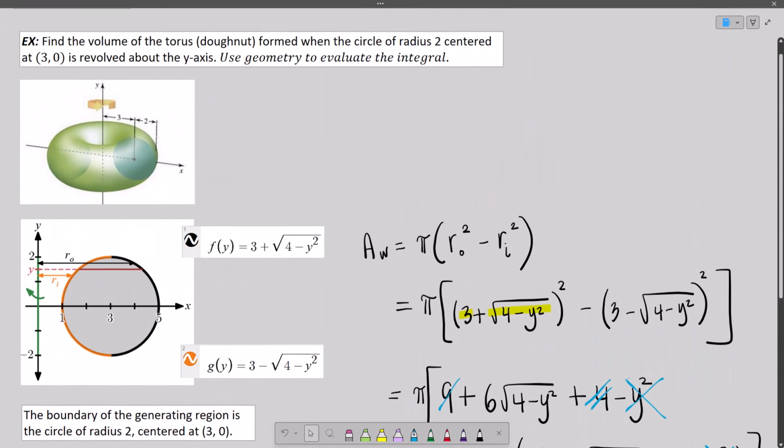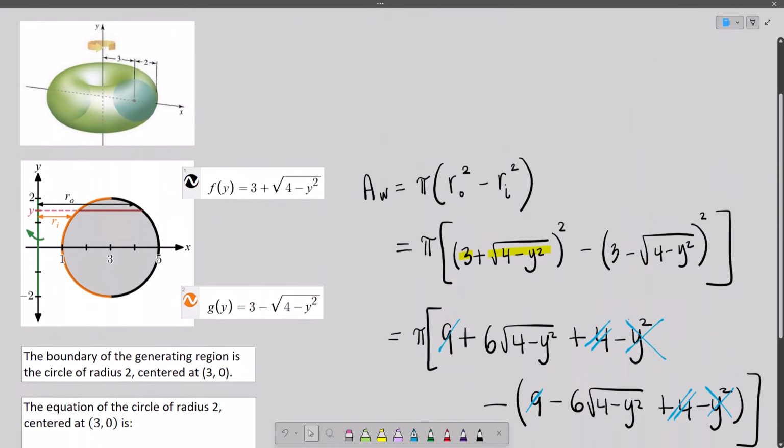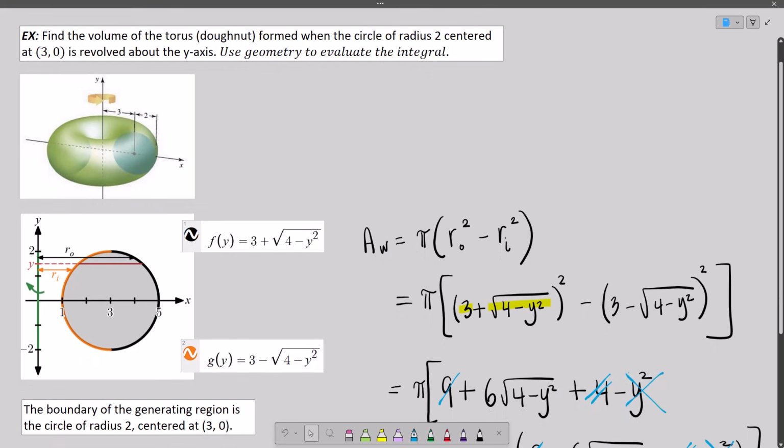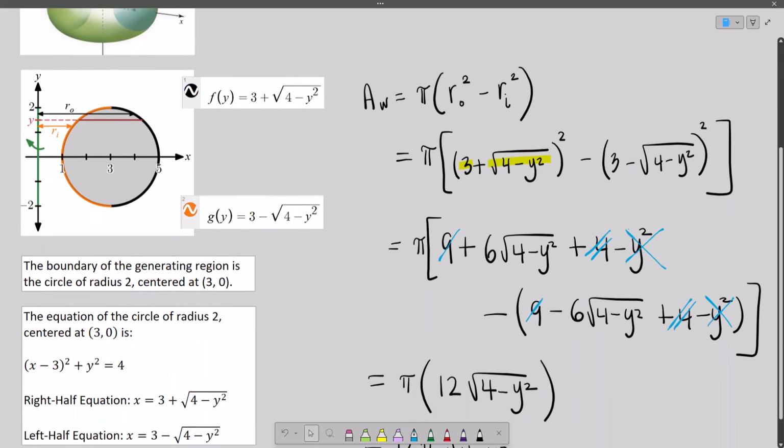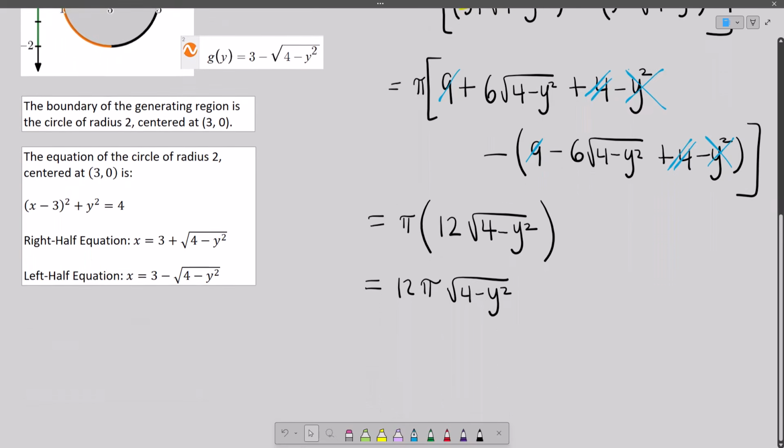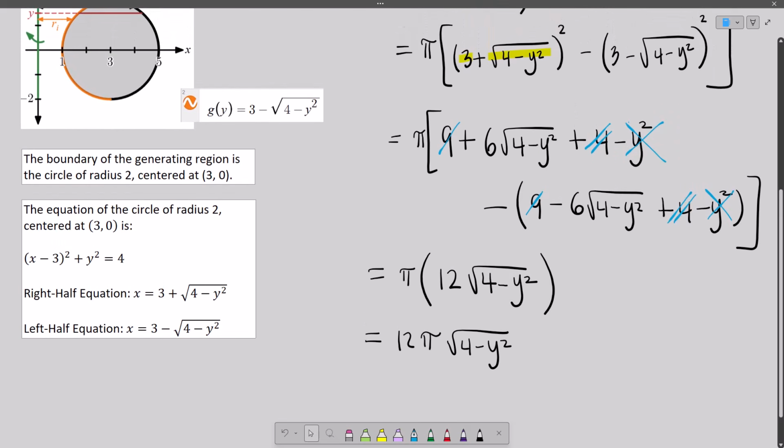And let's see, what did I say up here? I want to just point this out. Use geometry to evaluate the integral. Any questions on getting that area function that we will then have to integrate to get to the volume? So that's our area function.